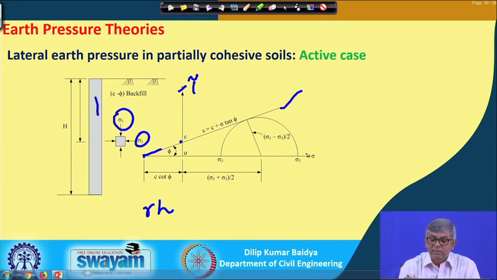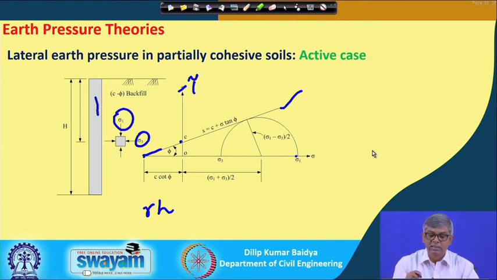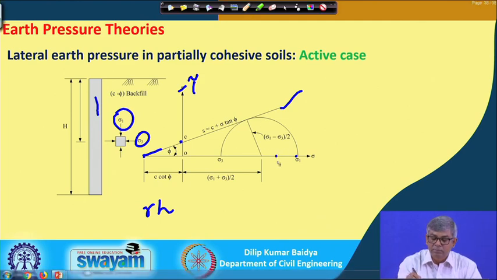Originally this is sigma 1, and with the movement of the wall away from the backfill, sigma 1 is decreasing, suppose somewhere here, then somewhere here. Finally, exactly at the fully active condition, sigma 1 reduces to this value. Suppose this is sigma 3. This sigma 3 is nothing but the lateral earth pressure on the wall in the active condition. So, this circle will be tangential to the envelope.